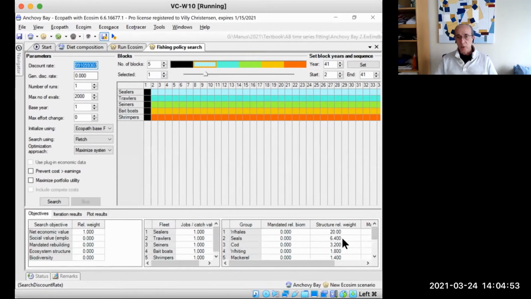This is the inverse longevity, the inverse PB. So the average longevity in this model, in this Entry Bay, the average whale lived for 20 years, the average seal for 6.4 years, the average cod for 3.2, the average whiting. So we're taking these and multiplying them with biomass. The structure relative weight, we multiply that with the biomass of each group, and that gives us a number of biomass years. Biomass times years, right? So we're trying to maximize that.